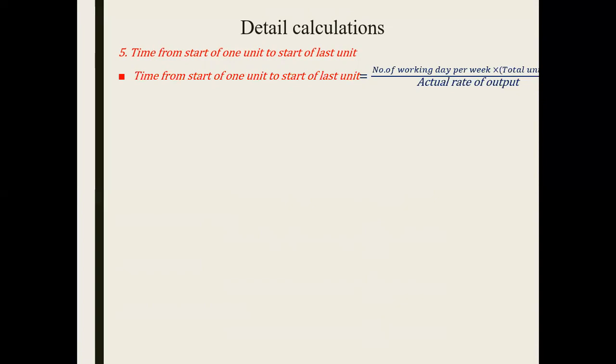We come to the next thing, that is the time of start of one unit, the duration of time between the last unit and the first unit. So that's number of working days, total units minus 1, and then actual rate of output. First activity, so number of working days, we know that is 5 per week, and we have a total of 6 kilometers that is to be constructed. 1.09 we have already calculated, so this comes out to be 22.9.